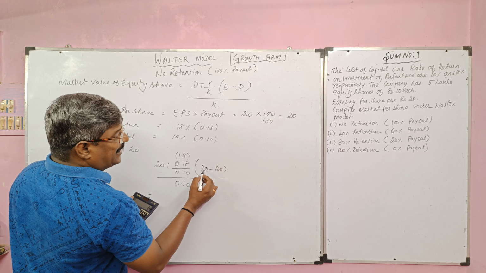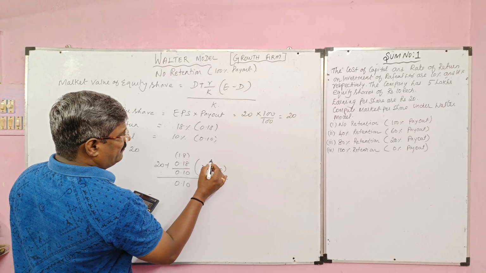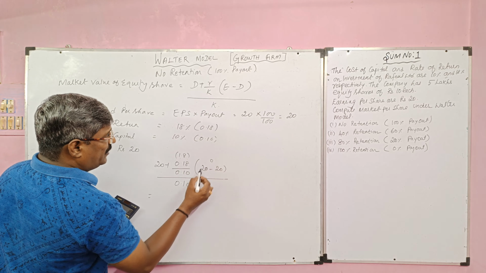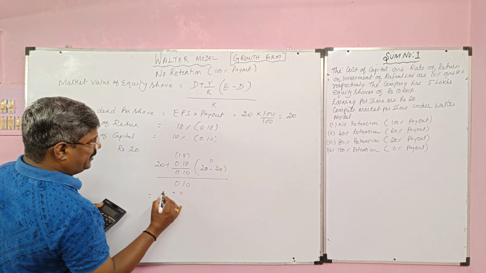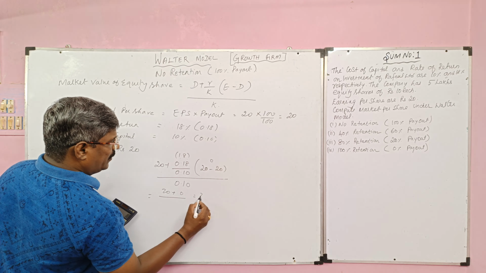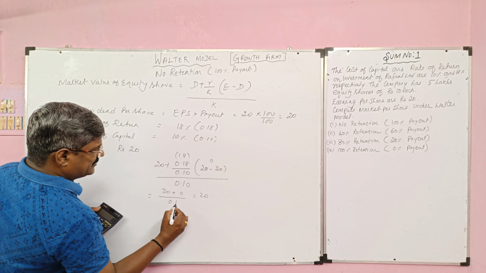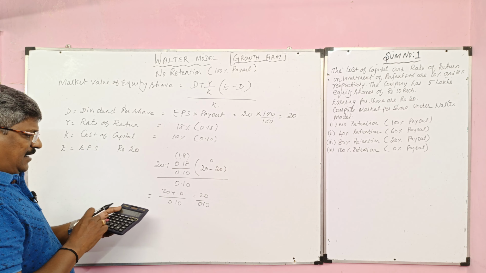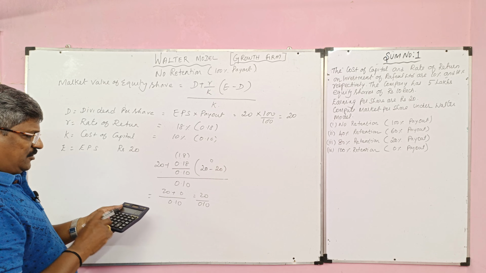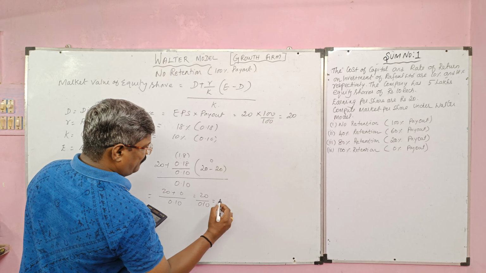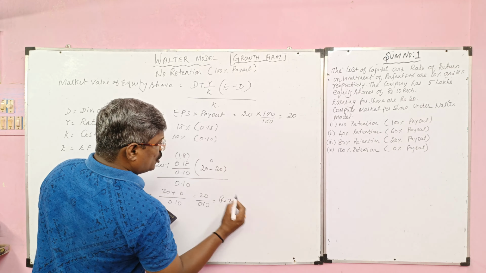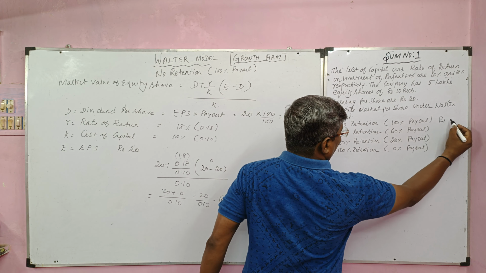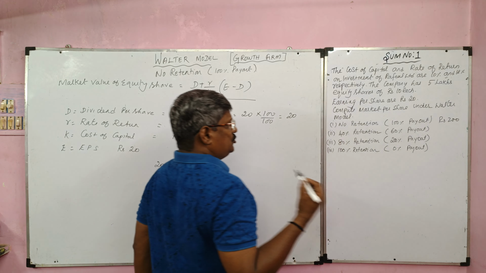1.8, then we should subtract 20 from 20. We will get how much? 0. So 1.8 multiplied by 0 will get how much? 0. So 20 plus 0, 20. The denominator remains same. So 20 divided by 0.10. So market value of equity share rupees 200. So per equity share, when payout is 100%, the market value of equity share is rupees 200.